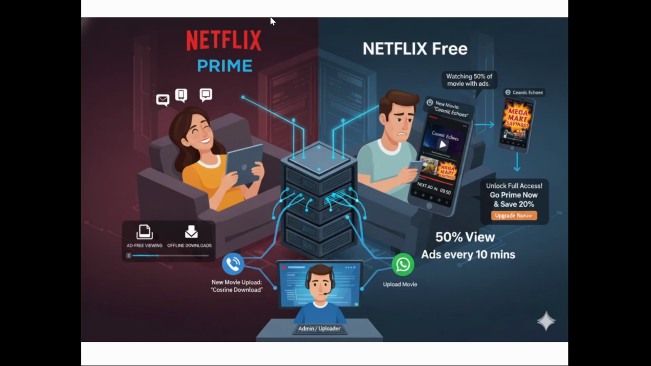But the Prime members won't get any disturbance, in the sense they won't get any advertisement, and the Prime members can download the video offline. Whereas for the free members, there will be disturbances, like every 10 minutes there will be advertisements. At 50% of the buffering of the video, it will stop and ask for payment or subscription. And for the notifications and everything, there will be email to both customers.